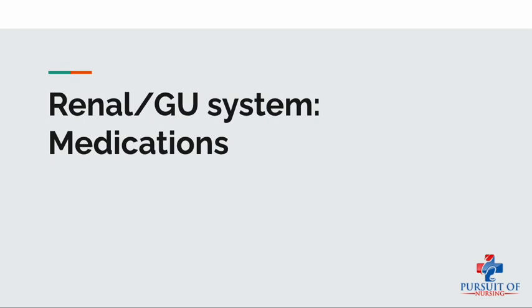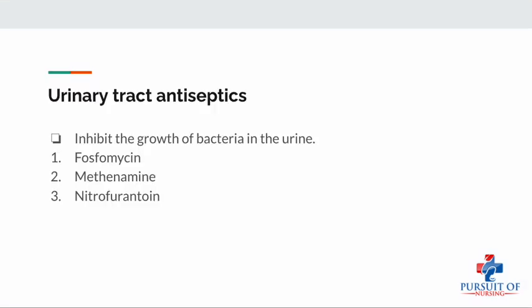Medications that are used within the renal genitourinary system. So we have urinary tract antiseptics. They inhibit the growth of bacteria in the urine, and these medications can only be used for infections within the urinary tract. They do not inhibit the growth of bacteria in blood or tissues, just those in the urinary tract. Examples are fosfomycin, methenamine, and then nitrofurantoin or Macrobid.